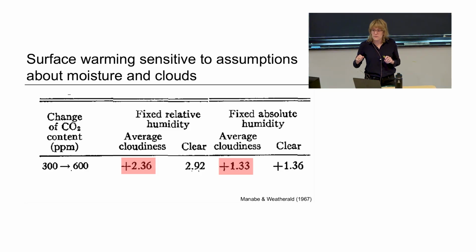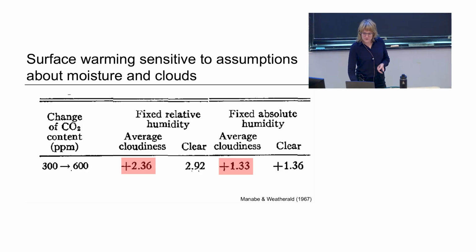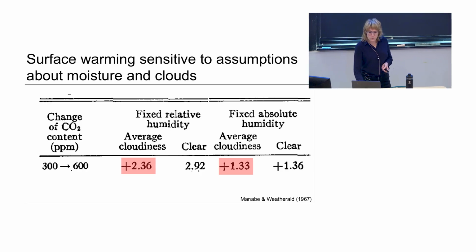We know from the Clausius-Clapeyron relation that it should go up with warming. But you can do these things in models. That's the beauty of physical models. You can start to turn on and off physical processes. 1.33 degrees of warming if we don't allow humidity to go up and we have average cloudiness.